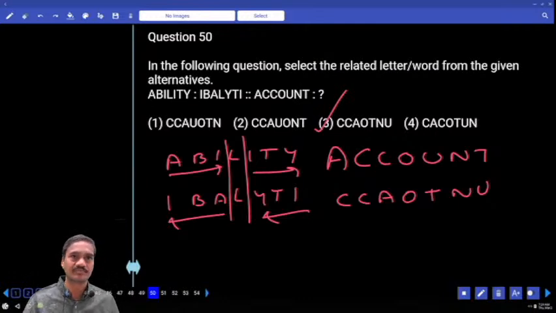Clear? Now this is about paper number 79. And next is English.